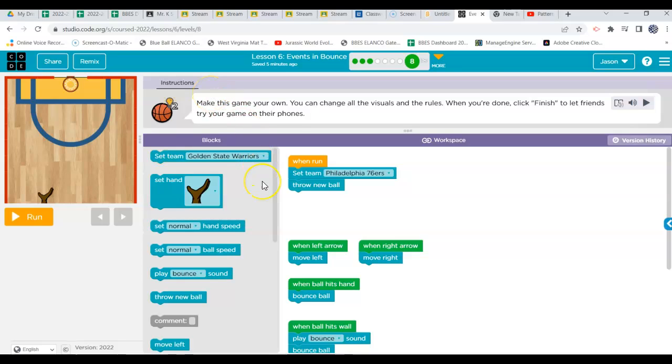So this is using events in Bounce. Good luck with your coding.